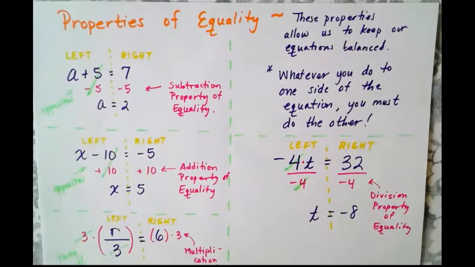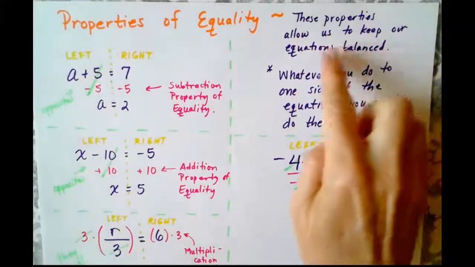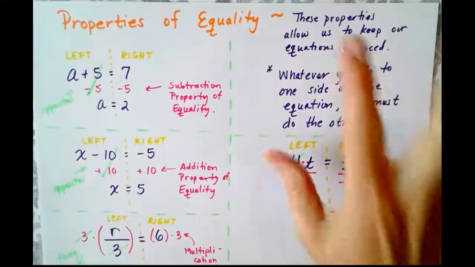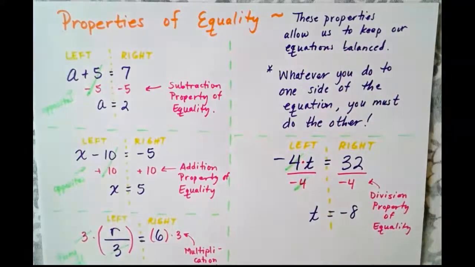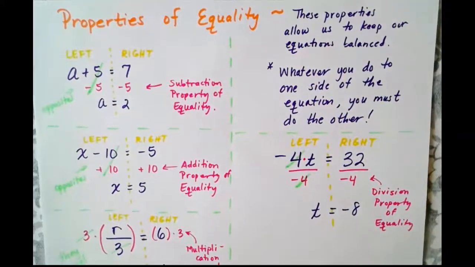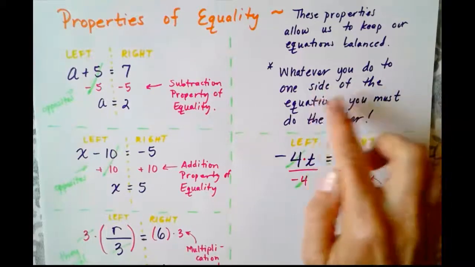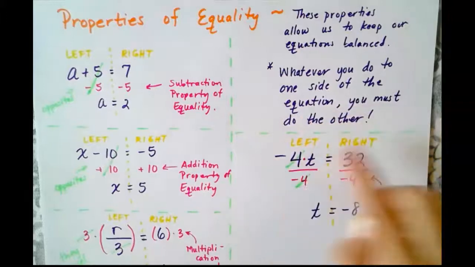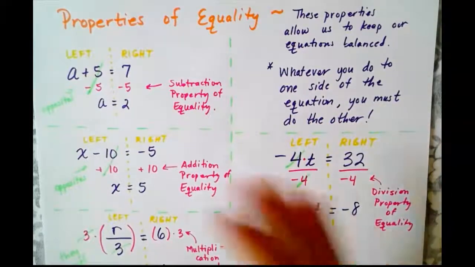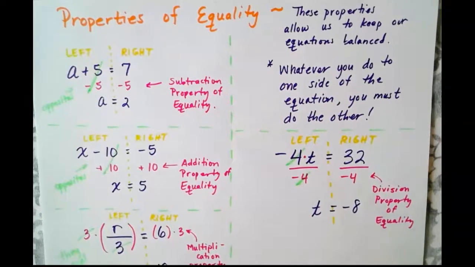Properties of equality. There's a lot on this page, so let's take just a few minutes to go through it quickly. These properties allow us to keep our equations balanced. We're going to talk a whole lot more about keeping our equations balanced in the next few videos. Just remember, whatever you do to one side of the equation, you must do to the other. So here's just quick examples of that.